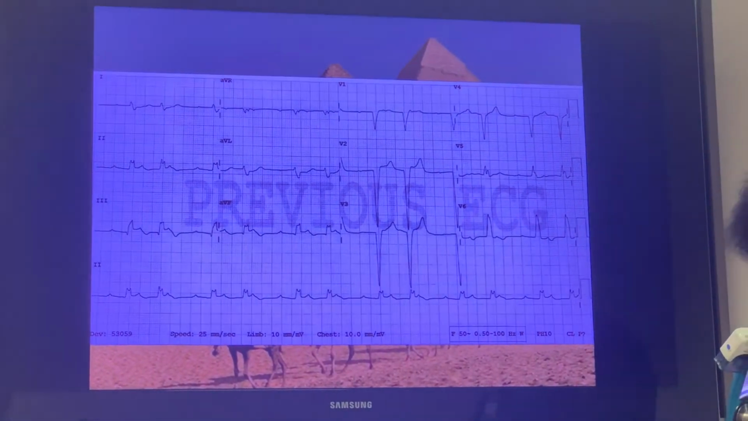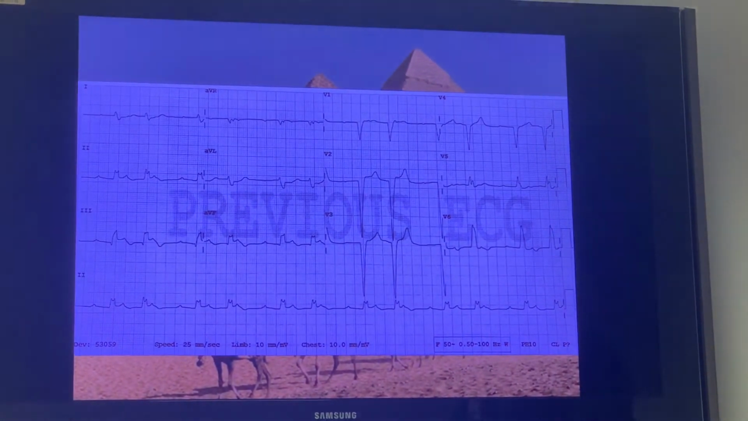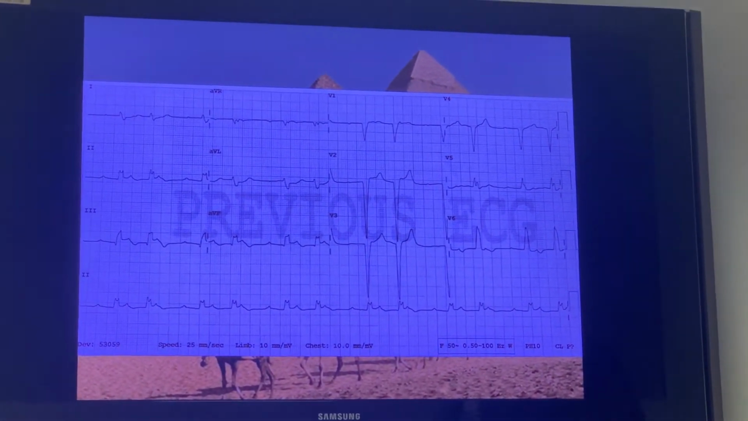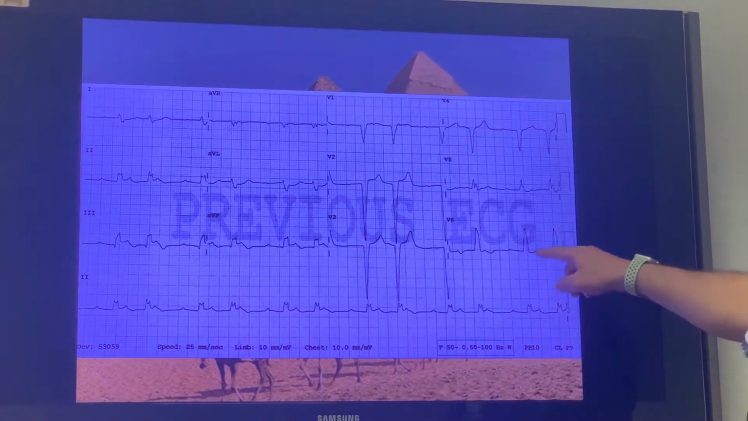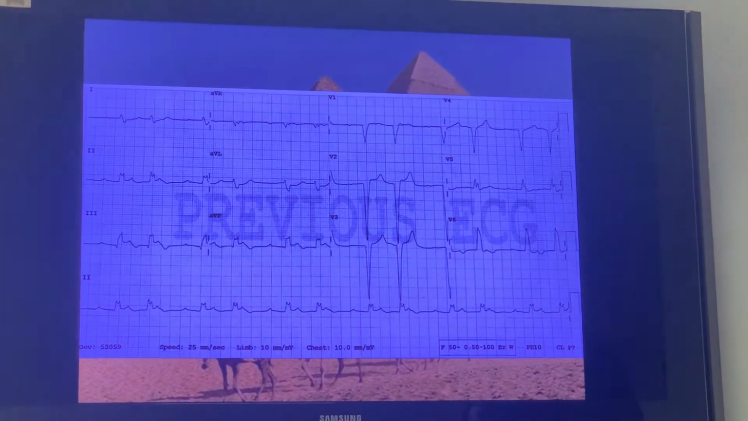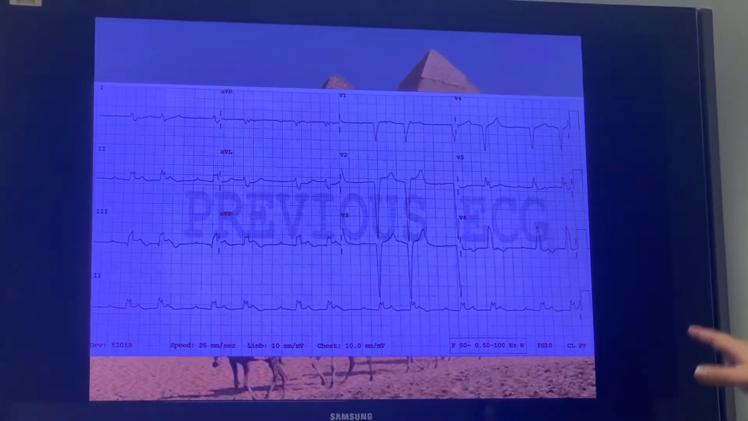V5, V6 has RSR. Yeah, it is left bundle. ST depressed is normal for left bundle. So it is left bundle defined.